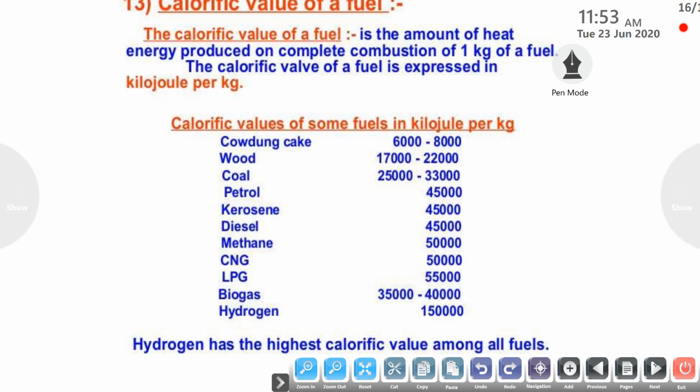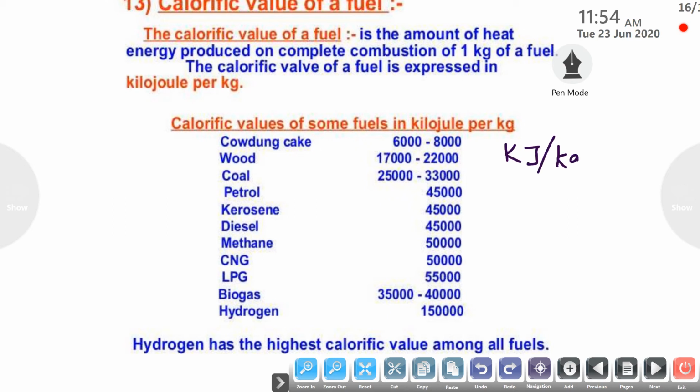नेक्स्ट इज द कैलोरीफिक वैल्यू ऑफ अ फ्यूल. कैलोरीफिक वैल्यू का मतलब क्या होता है? कैलोरीफिक वैल्यू होती है कि जब भी किसी सब्सटेंस को हम बर्न करते हैं, तो जब तक उसका 1 kg पार्ट पूरा बर्न हो जाता है, उस टाइम तक वो कितनी अमाउंट ऑफ हीट प्रोड्यूस कर रहा है, उसे हम क्या कहते हैं? कैलोरीफिक वैल्यू. अगर हम डेफिनेशन देखिए इसकी, the amount of heat energy produced on a complete combustion of 1 kg of a particular fuel. The calorific value is expressed in kilojoule per kg, ठीक है, इसकी यूनिट क्या होती है, किलो जूल पर kg.